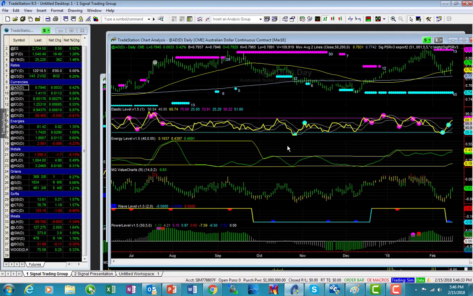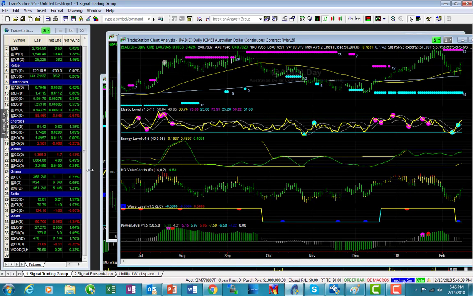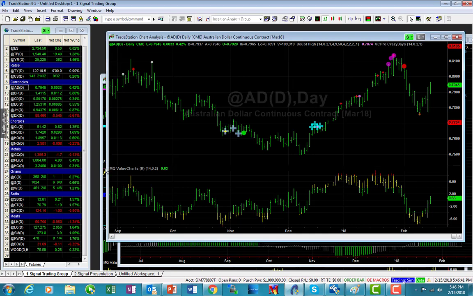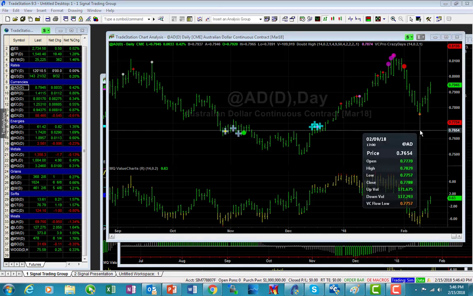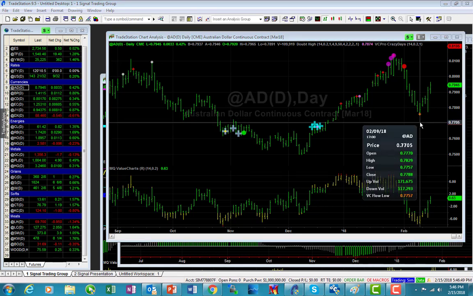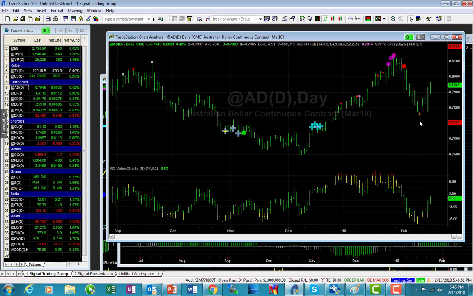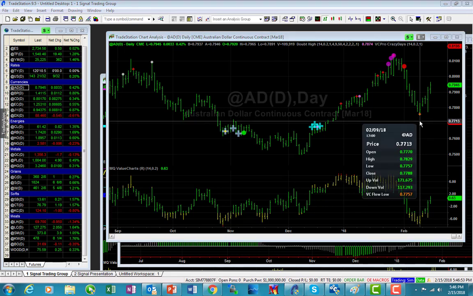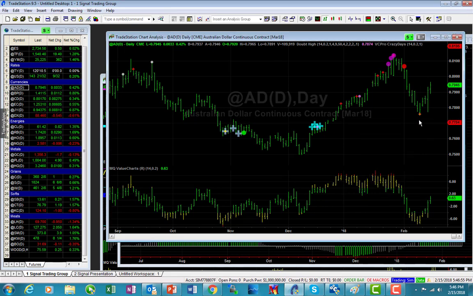But the only one that I'm going to be addressing this evening is the Australian dollar, and we're going to be looking at the flow low that occurred a couple of days ago. So here it is. You can see that it's a little cross here, right here. And when that triggers, what we would do is put it on the day that it actually triggers, but then we're not really going to be able to react to it because it's a daily bar indicator. We're not going to be able to react to it until the next day.